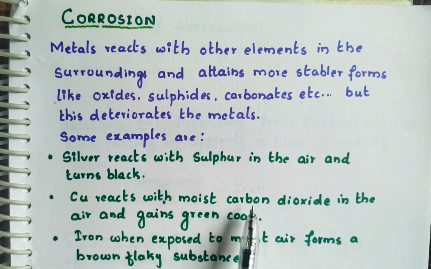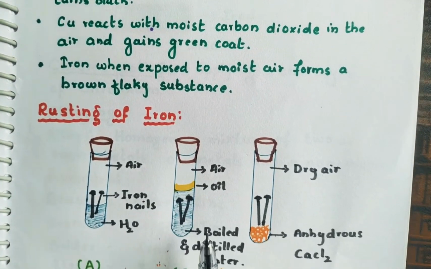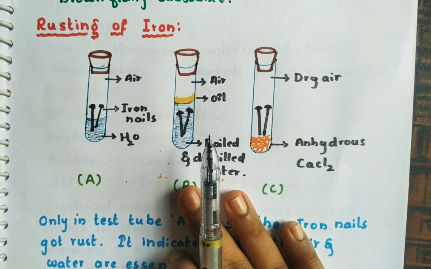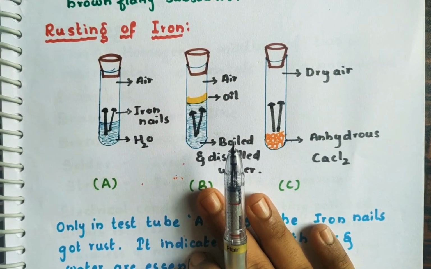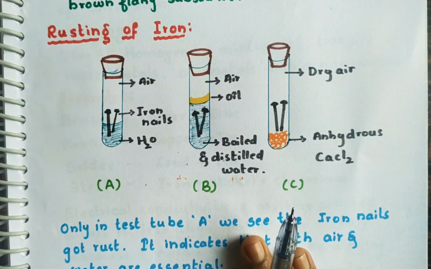Copper reacts with the moist carbon dioxide in the air and gains a green coat. Iron, when exposed to moist air, forms a brown flaky substance. This is called rusting of iron. So we will focus on rusting of iron because iron is the most widely used metal. When iron reacts with moist air, it forms a brownish powdery flaky substance called rust.